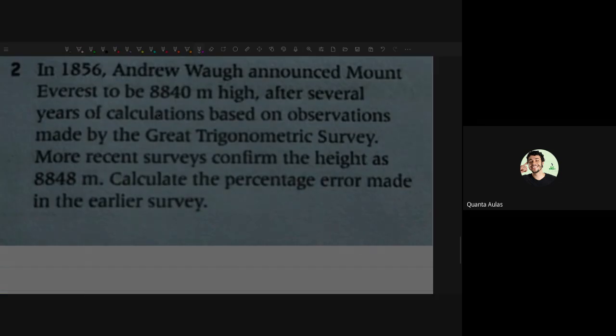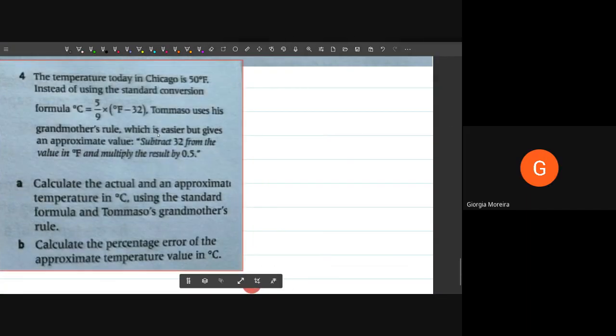I don't know if it's the error of your teacher. He didn't put all questions from the book. Okay, no problem. The temperature today in Chicago is 50 Fahrenheit.